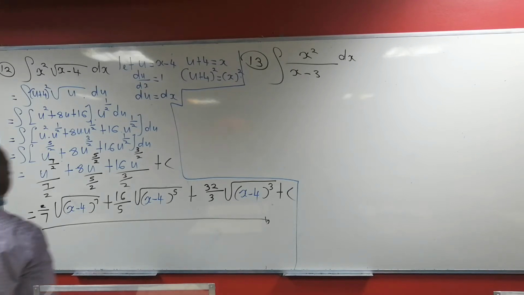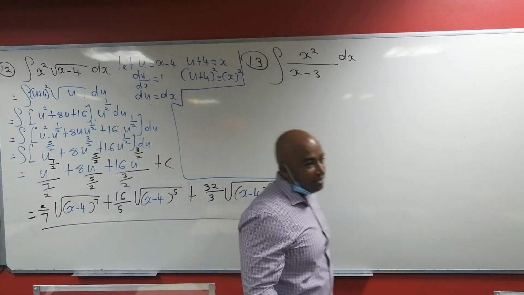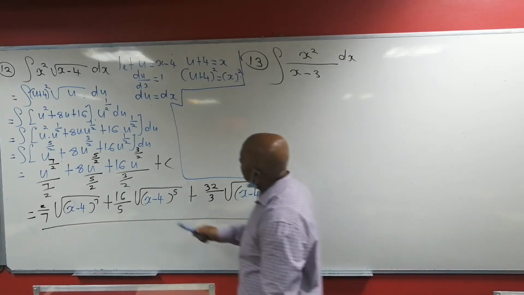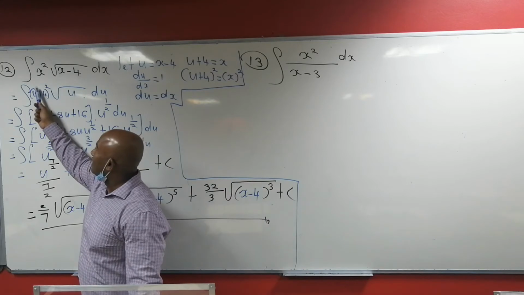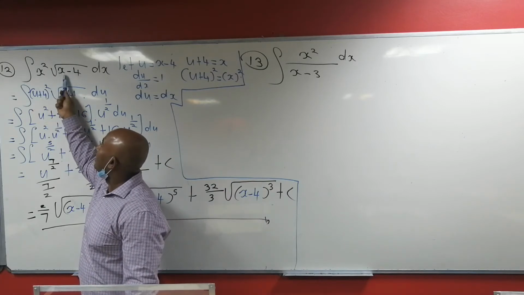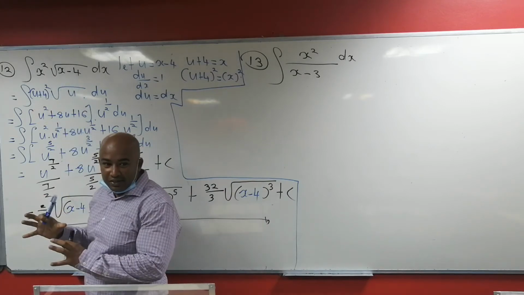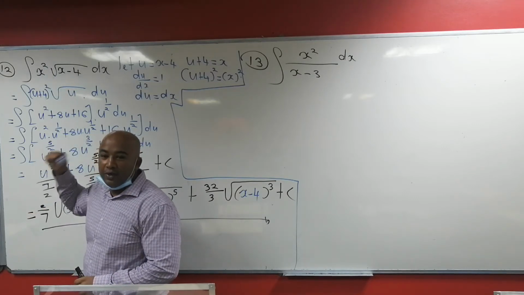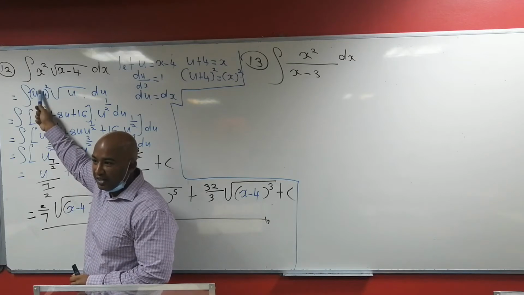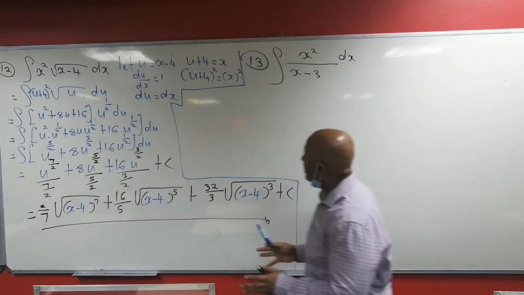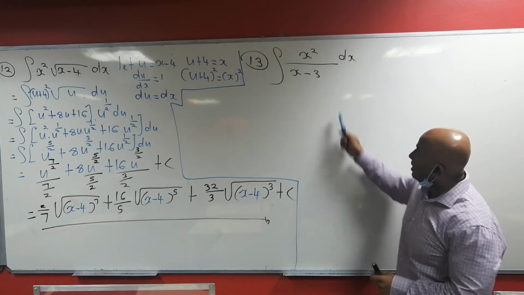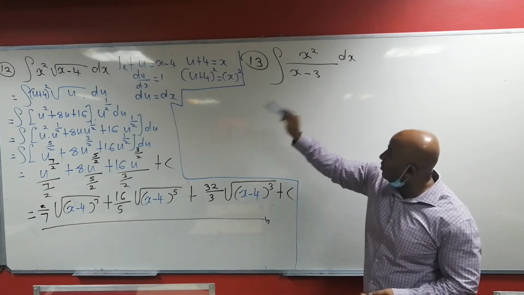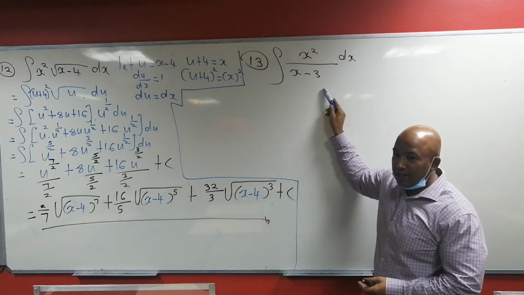Right, so the next one is a fraction. There's no square root there. But you've noticed that for this one, we let u equal to x minus 4, what's inside the root. And then we got x squared in terms of u. We did not let u equal to x squared. Can you see that? The same logic we're going to use here. We won't let u equal to x squared because we're going to get x squared in terms of here. So what we do is we let u equal to x minus 3.